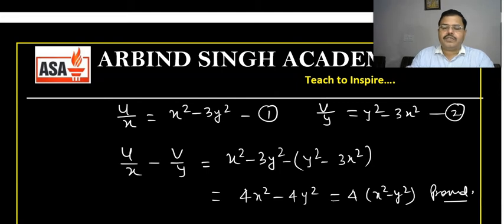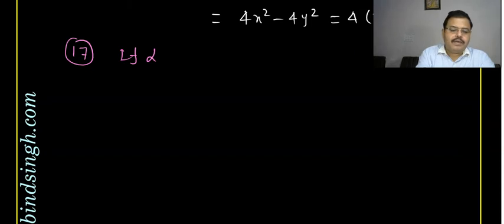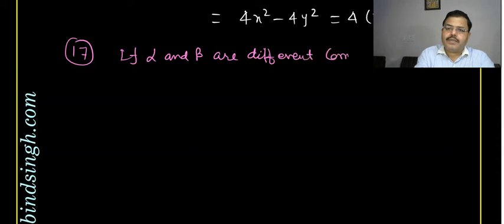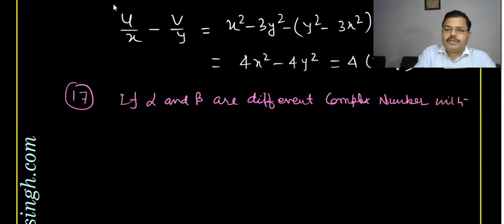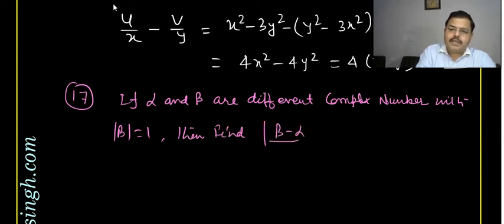Now the next question is question number 16. And question number 16 is there. This was 16, in fact. Question number 17. So 17 is given. If alpha and beta are different complex numbers with properties mod of beta is equal to 1, then find beta minus alpha upon 1 plus alpha conjugate beta is equal to what?